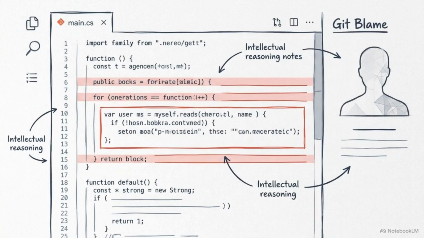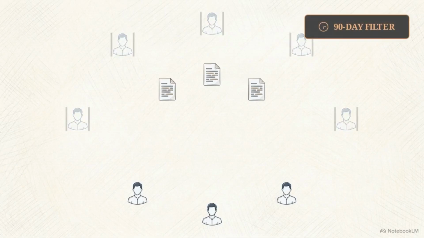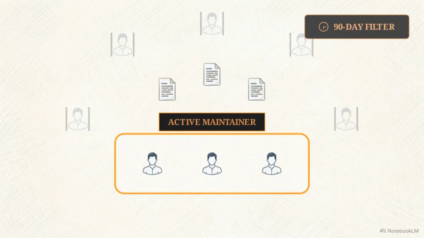Locating the vulnerable code is only the first step. You still need to know who owns it. The graph traverses outward from each affected file, following the commit history to locate the specific engineers who modified that code within the last 90 days. It isolates the active maintainers, the people who actually understand the current architecture.